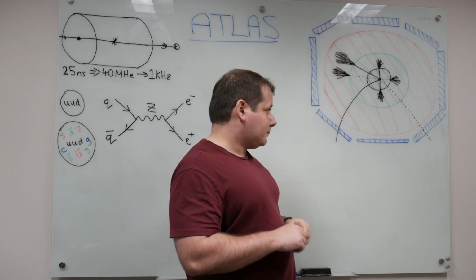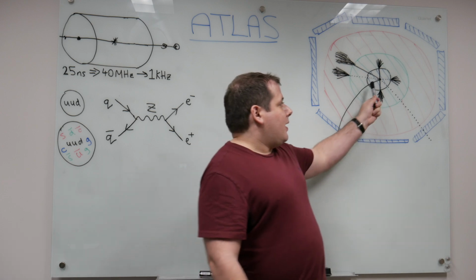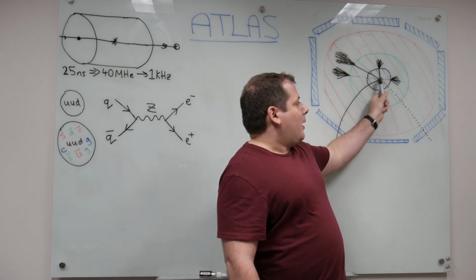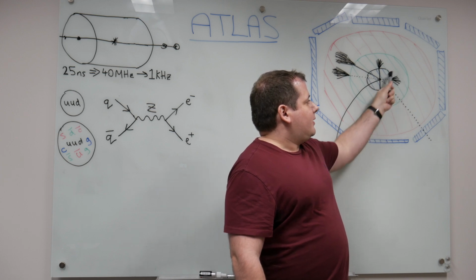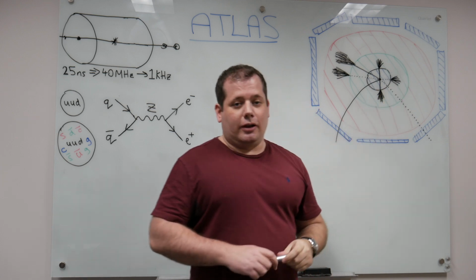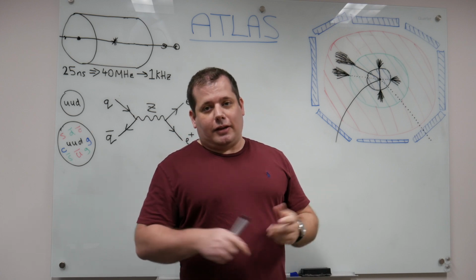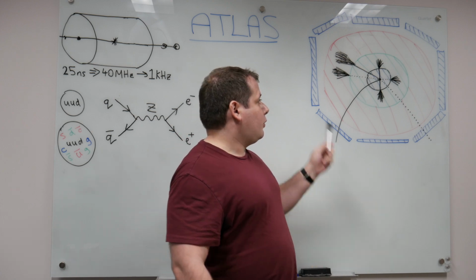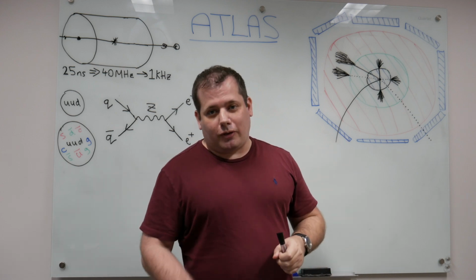If you take a photon, for example, which isn't charged, therefore it doesn't ionize the inner part of the detector, so it wouldn't leave a track, but it would still be stopped by this electromagnetic layer of the calorimeter. And so if we see a shower without a track leading to it, then we think that that's a photon.